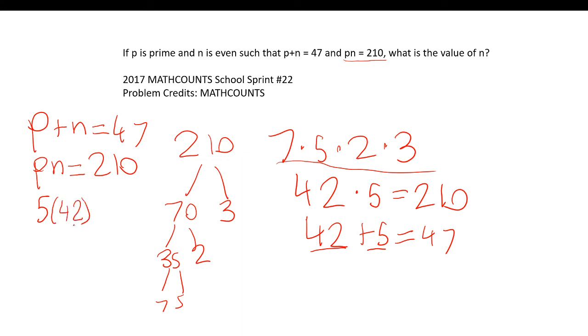We have a product over here, and that equals 210. You can also say that 5 plus 42 equals 47. So we have this information. What is the value of n? n is the even number, so n is equal to 42.